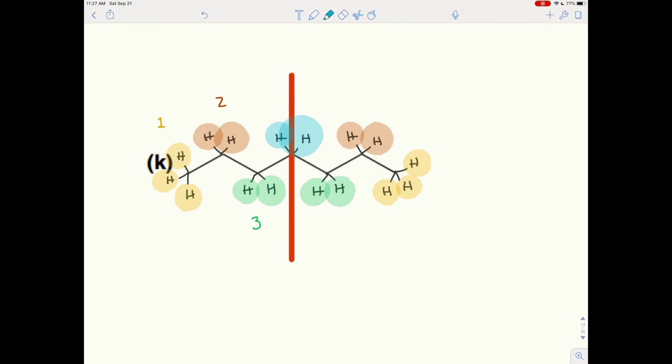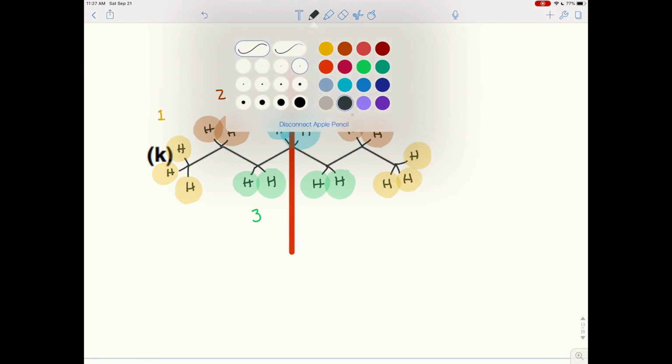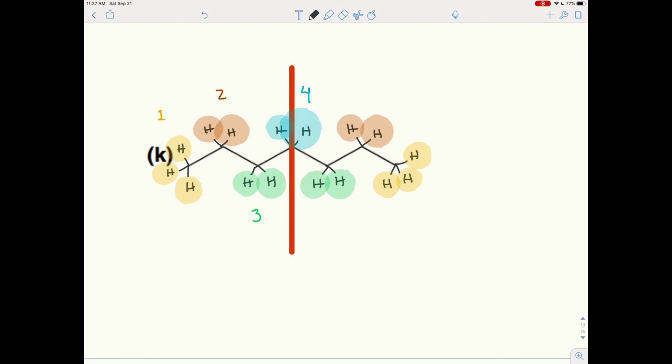And last but not least, you have these hydrogens in the center. Those hydrogens have propyl groups on both sides. So that's a unique environment. So when you take all of the symmetry into account, you only have 4 unique electronic environments for the hydrogens in this molecule, and so you'd only expect 4 signals.